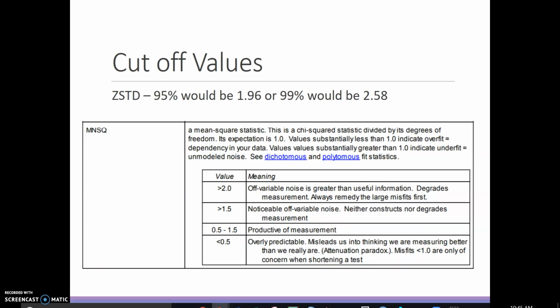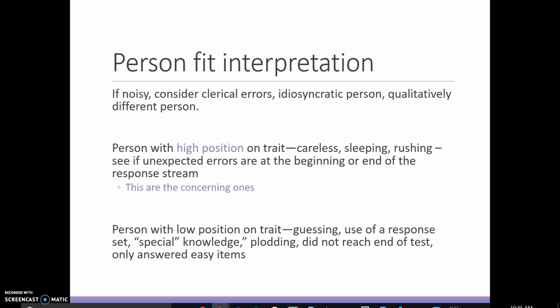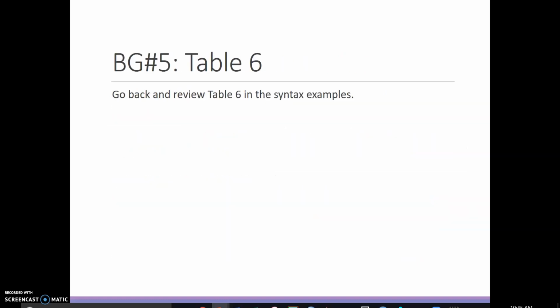So you can go back to the syntax that we have been playing with in class, check out table 6. Feel free to add PDELETE into any of those syntax. Try that, rerun the model, and see what happens.